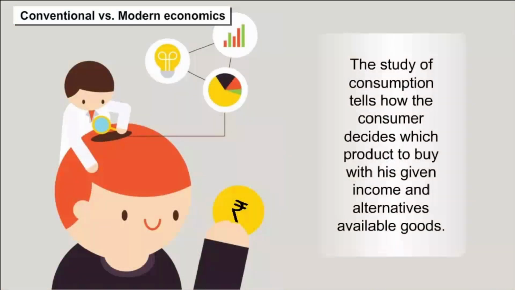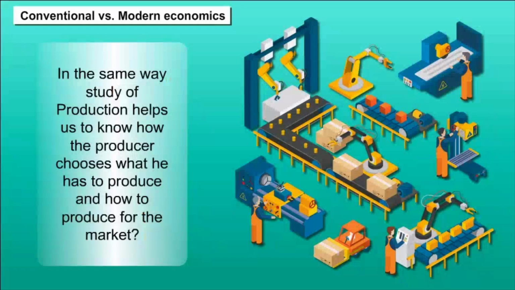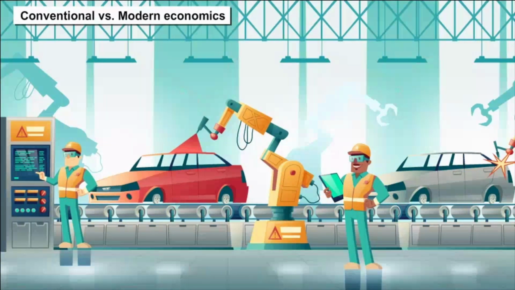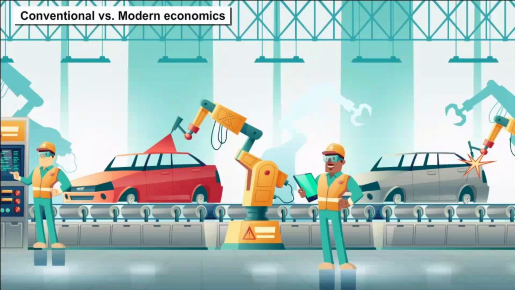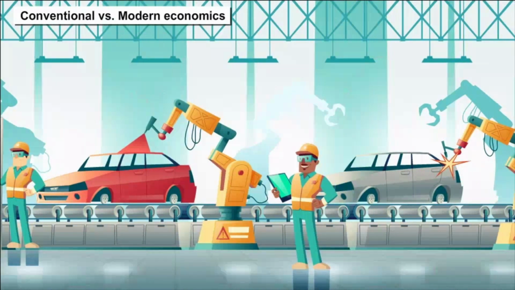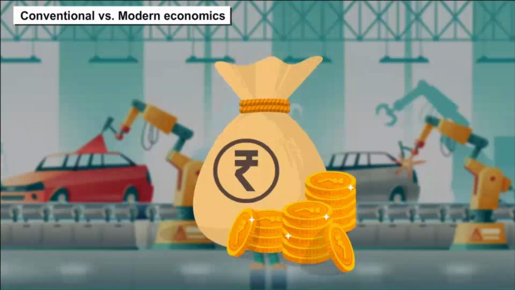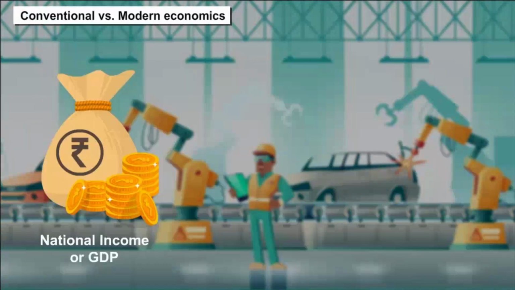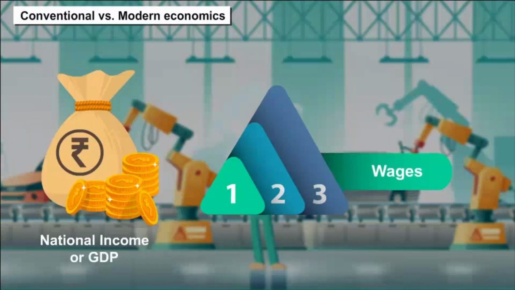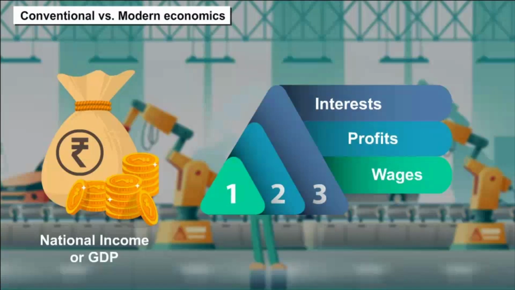The study of consumption tells how the consumer decides which product to buy with his given income and the alternative goods available. In the same way, the study of production helps us to know how the producer chooses what to produce and how to produce for the market. The study of distribution helps us to know how the national income or GDP is distributed as wages, profits and interests.